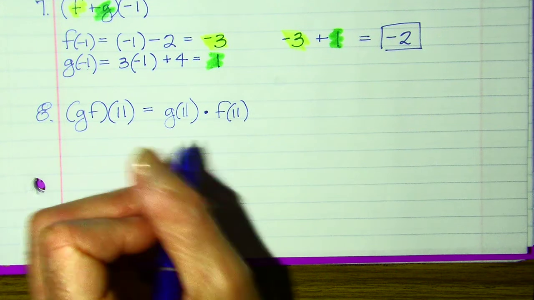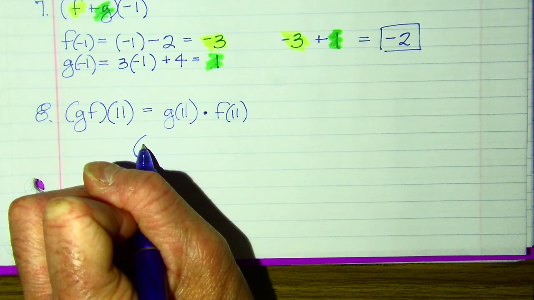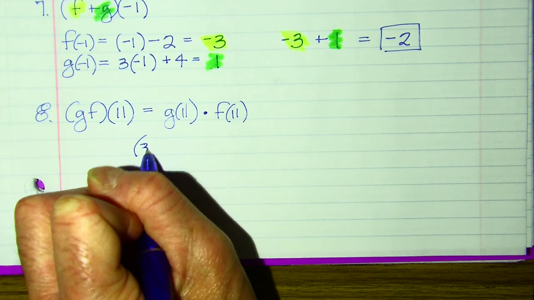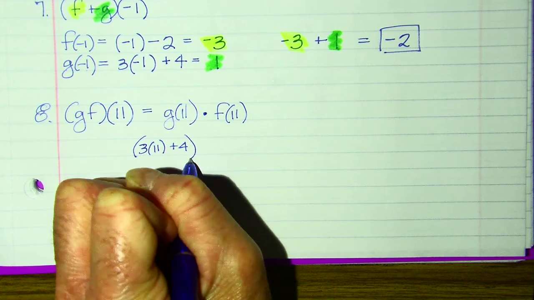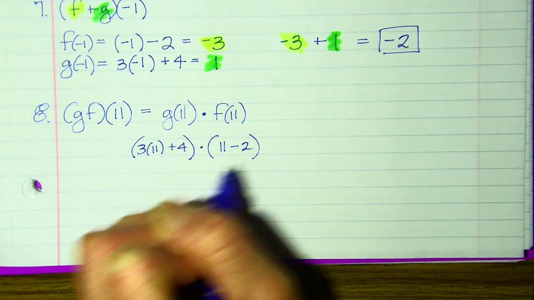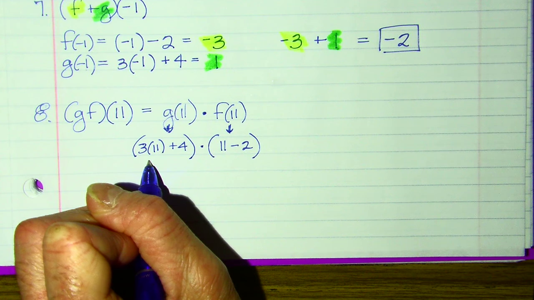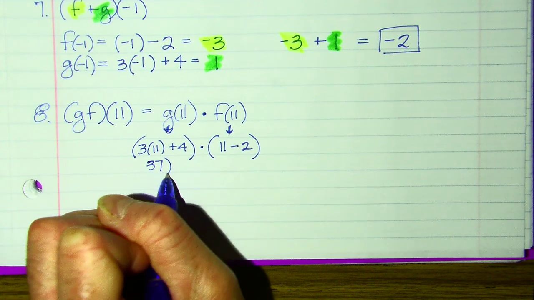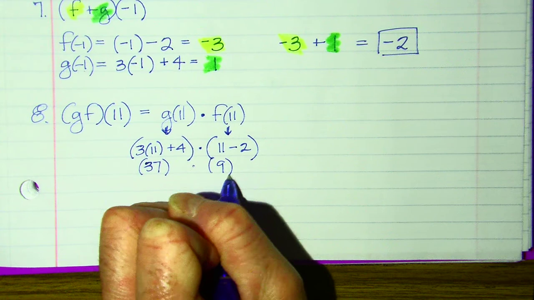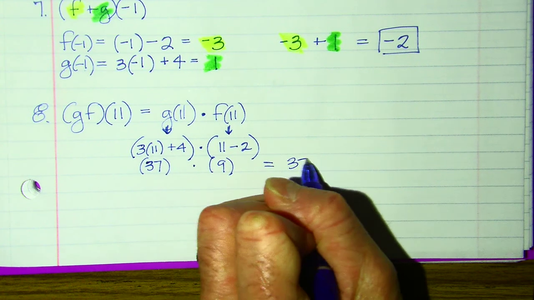Okay, so here we go. G at 11 would be, there's lots of ways to write this, but it would be 3 times 11 plus 4 times the function of x, which would be 11 minus 2. Okay, so I've plugged this into F and this into G. This gives me 33 plus 4, which is 37, times 9. 37 times 9, I don't have my calculator on me. And I get 333.